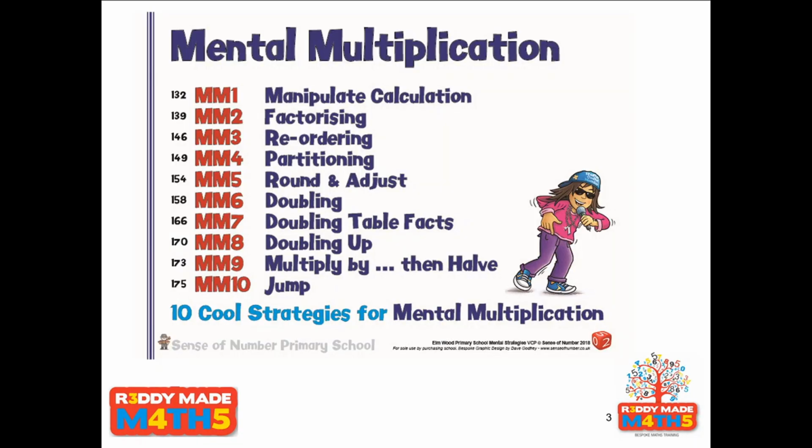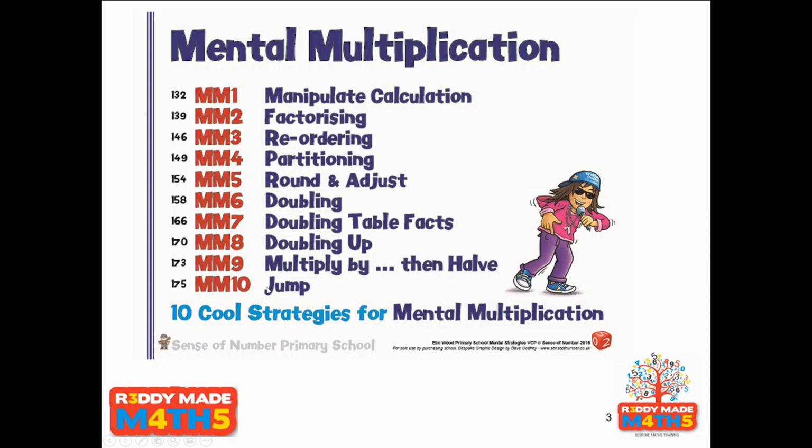As you can see, and as we've mentioned each day, these are the strategies that we've been going through over the previous sessions. We actually started off with an overview of all of the strategies, apart from the one we're looking at today, JUMP. What we then did was we looked at the strategies one by one. We started off with reordering. We then looked at partitioning, at rounding and adjusting, at factorising, at a whole range of doubling strategies. We then looked at my favourite, manipulate the calculation, which is usually doubling and halving together. And in the previous session, we looked at the strategy of multiplying by 10, 100 or 1,000 and then halving.